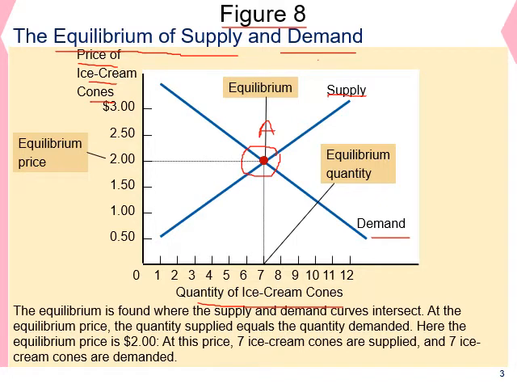At this equilibrium point, we can find the equilibrium price, which is $2. The equilibrium price is equal to $2. And then we can also find the equilibrium quantity, which is 7 ice cream cones. The equilibrium quantity is 7 ice cream cones.